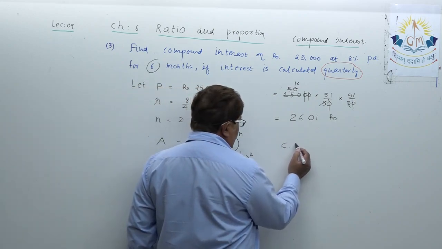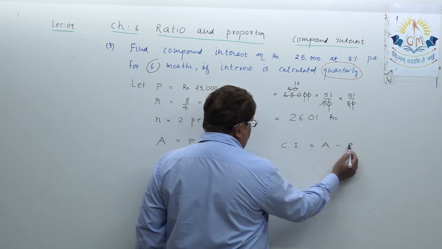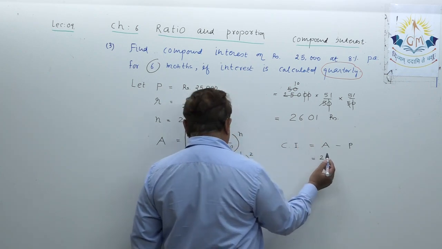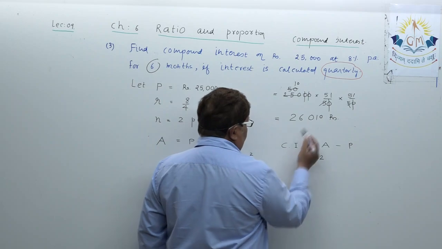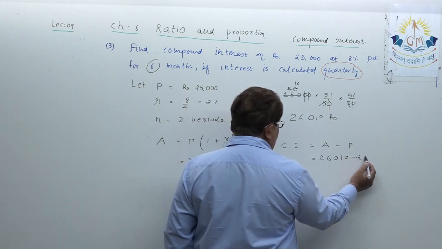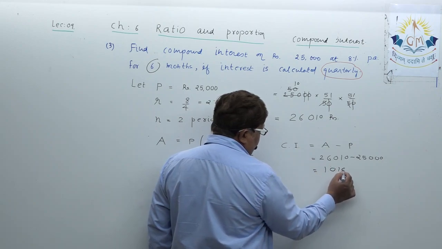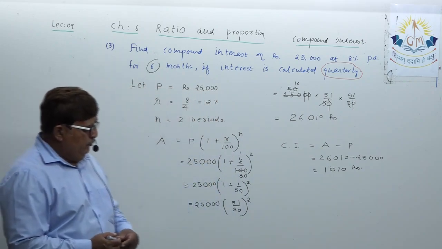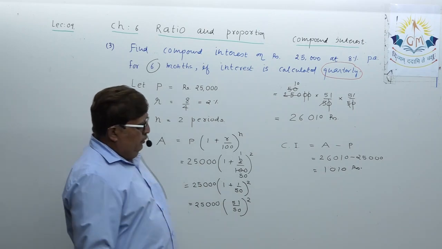Next step, CI equals A minus P. What is A? Understood? You got it here? This is the amount, 26,010, minus the principal 25,000. So this is going to be 1,010 rupees. Okay, dear student. So you got the answer.